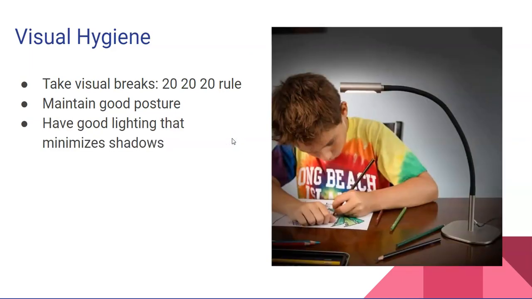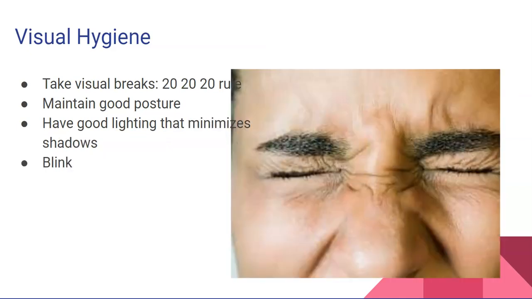Have good lighting. Poor lighting, harsh lighting, or shadows can strain the visual system. Don't forget to blink. For some reason, when we are working on screens, we blink less. Blinking helps replenish the moisture in our eyes. Our eyes work better when they are properly hydrated, so don't forget to blink.